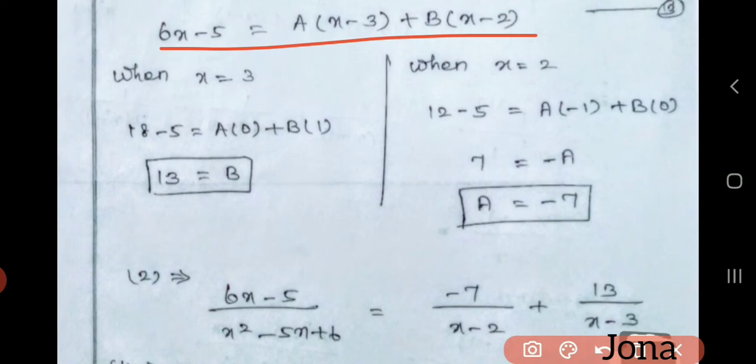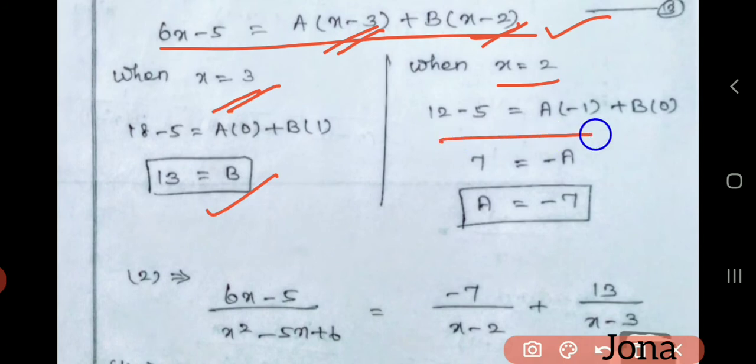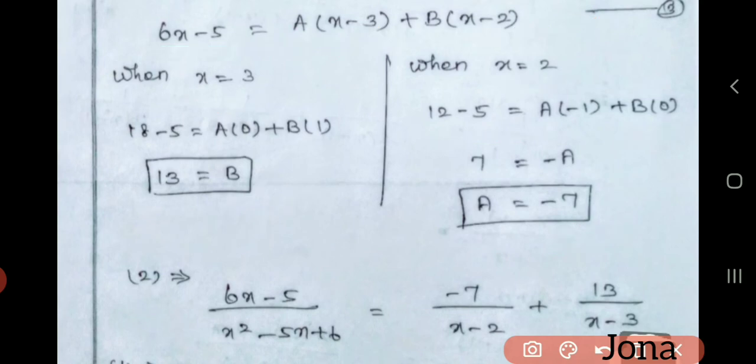So when x minus 3 equals 0, that is x equal to 3, we will get the value of B here. And then put x minus 2 equal to 0, we will get x equal to 2. Substitute this value in this equation. So 12 minus 5, we will get the value of A now. Now I got the value of A and B. Okay, so we have to substitute in this fraction. So for this A and B we substituted there.